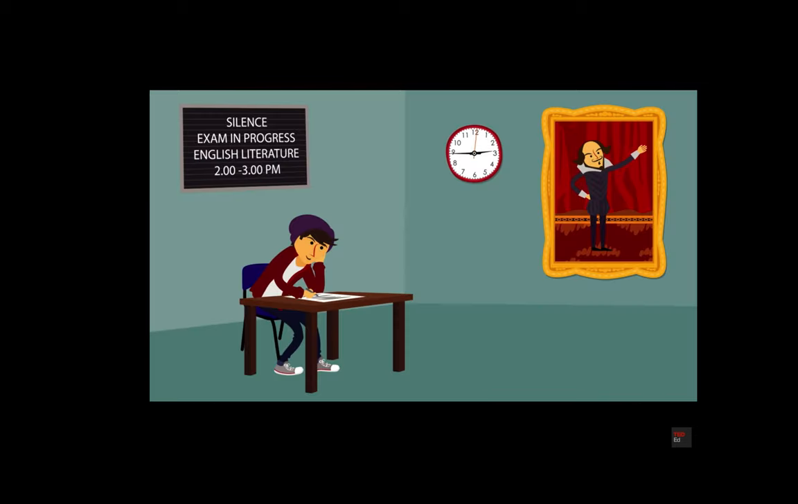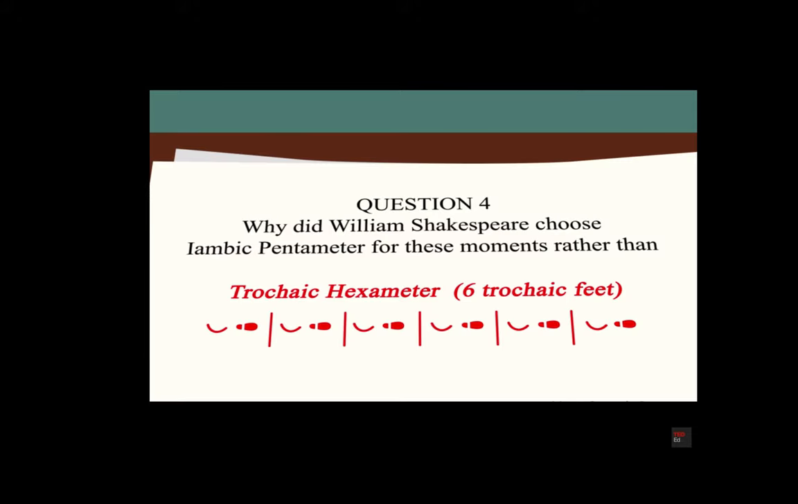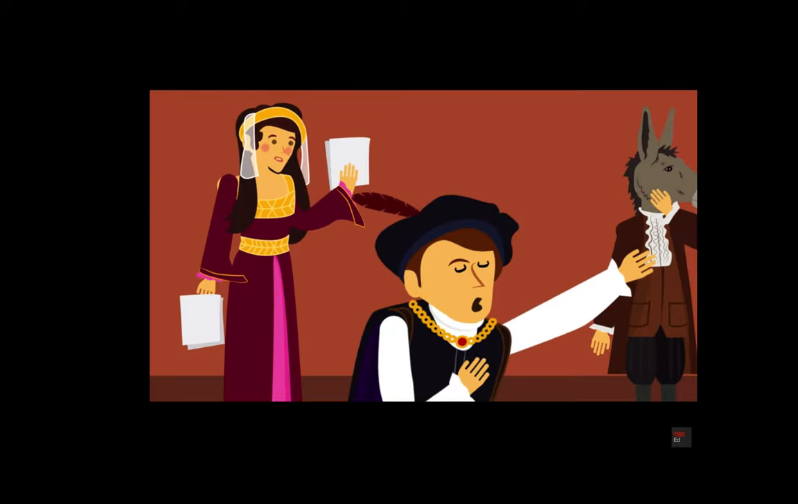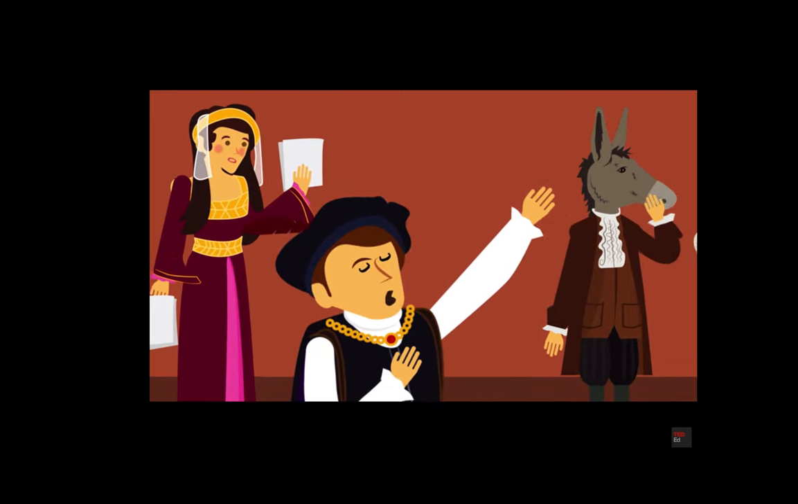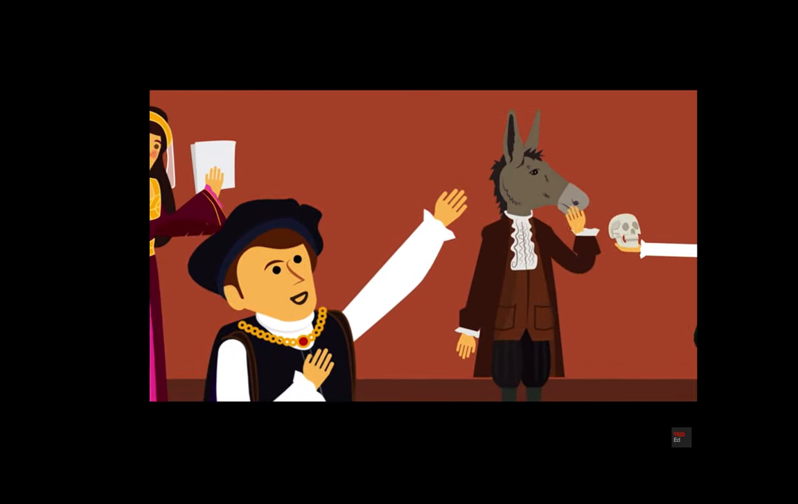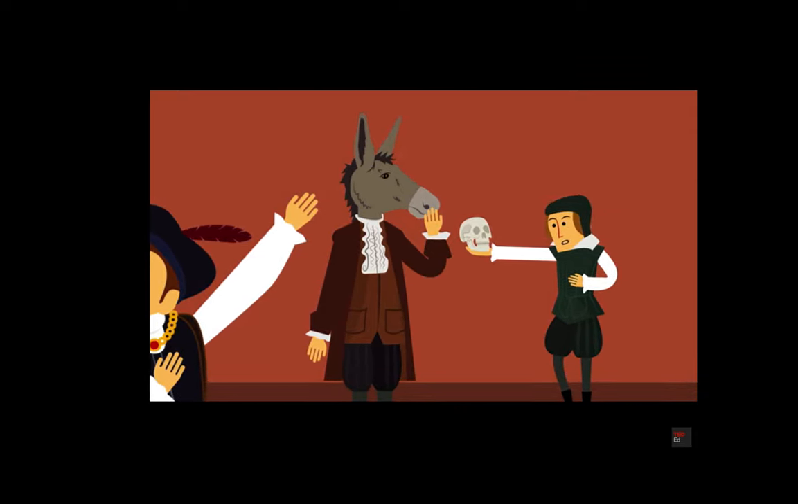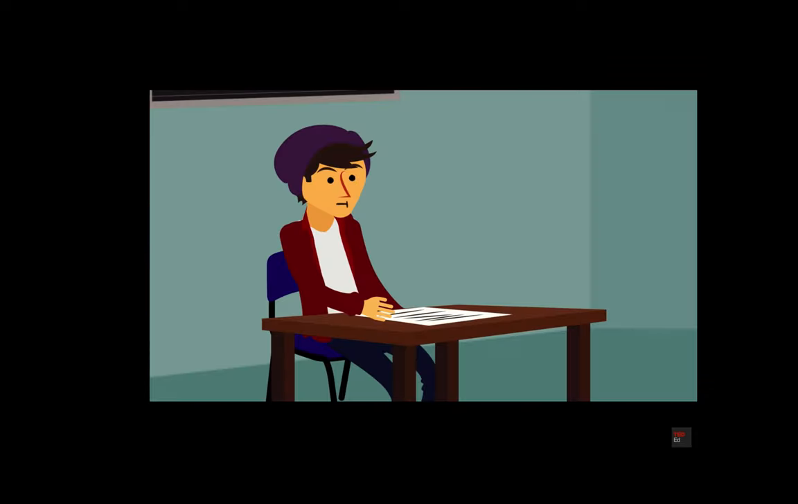Which leaves just one last question. Why did Shakespeare choose iambic pentameter for these moments rather than, say, trochaic hexameter or dactylic tetrameter? It's been said that iambic pentameter was easy for his actors to memorize and for the audience to understand because it's naturally suited to the English language. But there might be another reason.